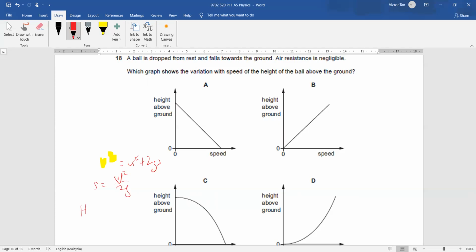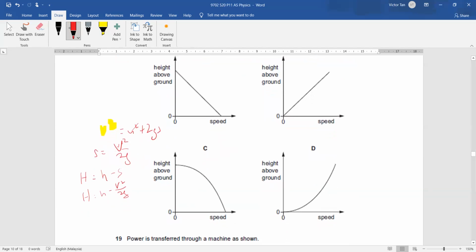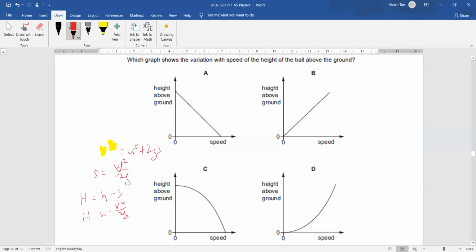The height is H, which is the height dropped from, minus s. So height h equals H minus v squared over 2g. So this, minus v squared over 2g, is a quadratic. The answer is C, quadratic graph. So it is C.